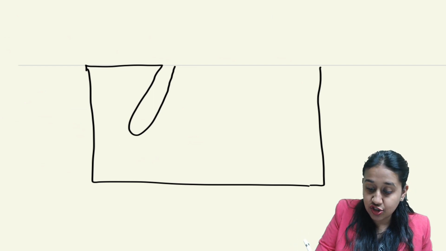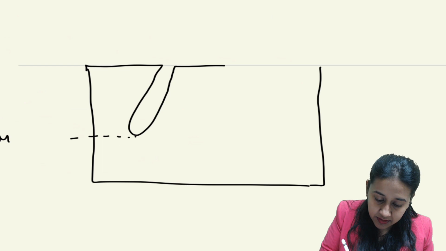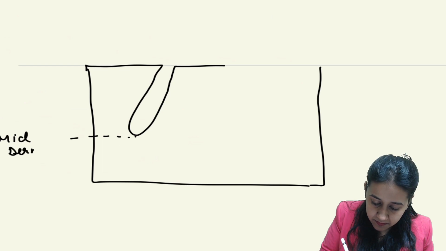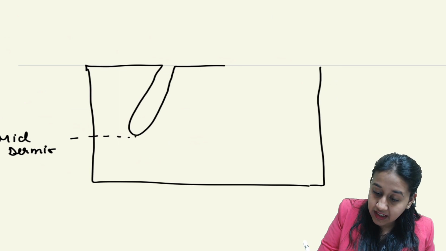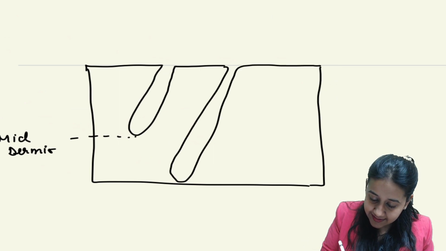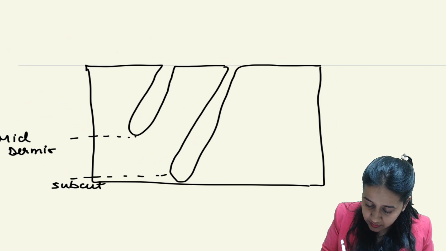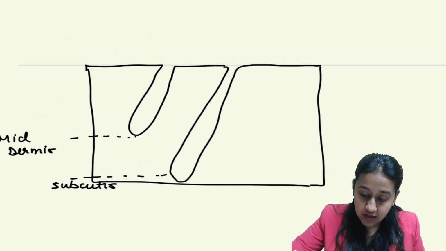The vellus hair is a short hair which only extends up to the mid-dermis. But the terminal hair is long, which extends up to the subcutis. They extend up to the subcutis. So that is the difference.